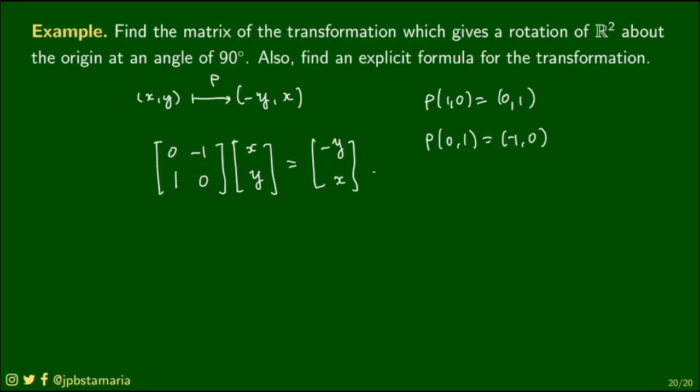So the matrix of the transformation is what? [[0, -1], [1, 0]]. And the transformation that A induces is the rotation rho.